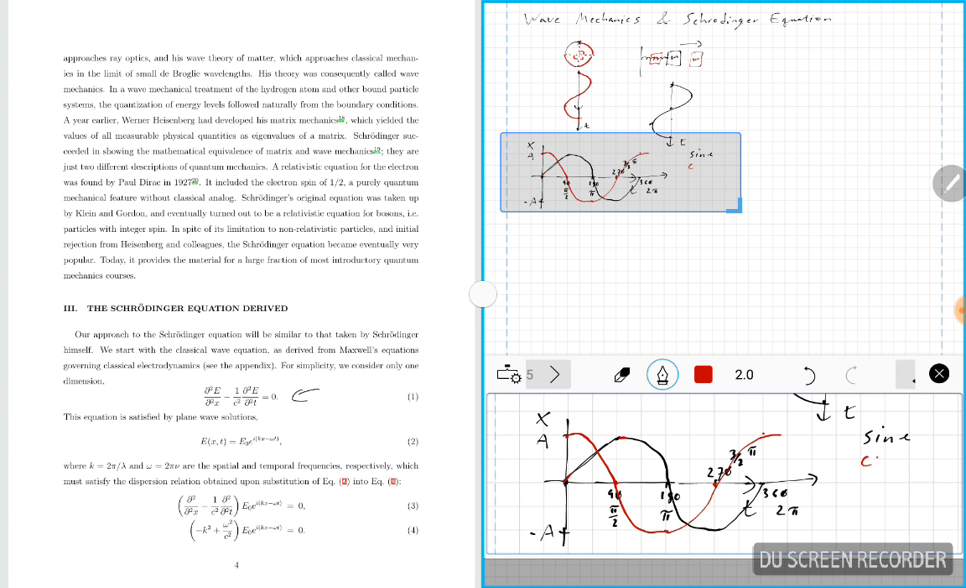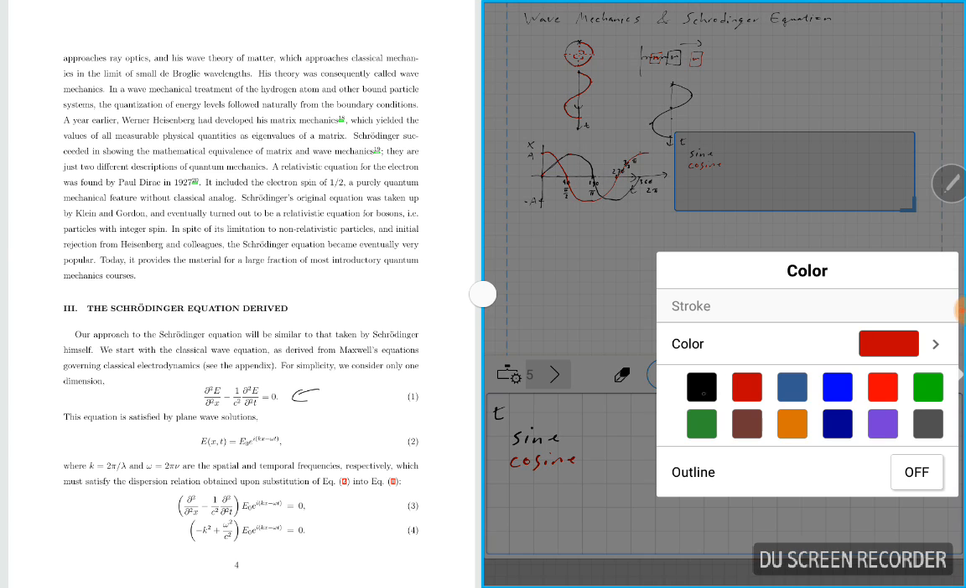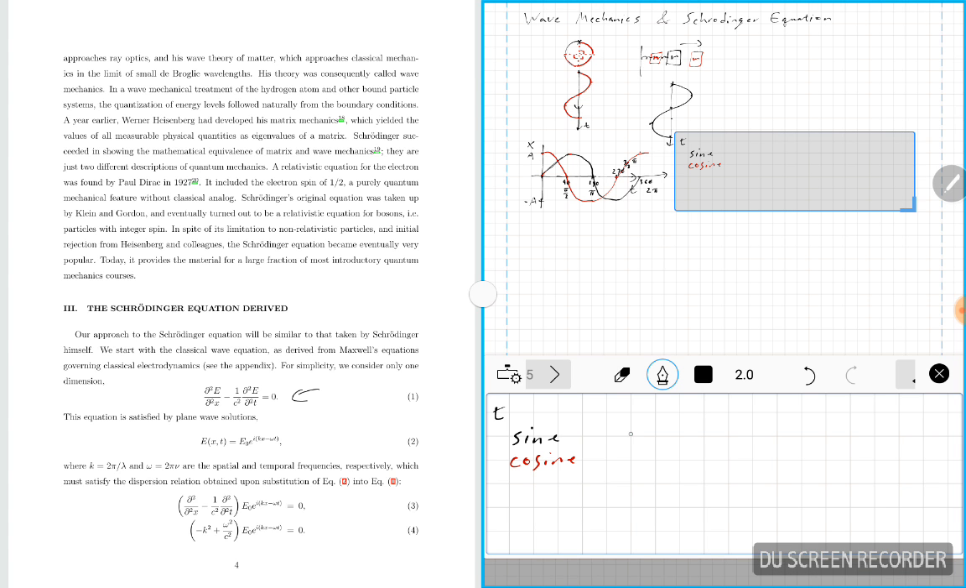So I have a sine, and then I have a cosine. My sine was my position versus time. So my position as a function of time was just x. My cosine was the change in position over change in time, so that would be the velocity.